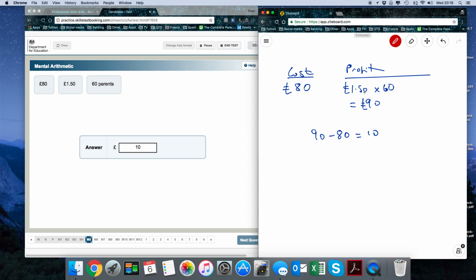Okay, probably the most important bit for that is the £1.50 times 60. Do the 1.5 method. £1 times 60 is 60. 50p times 60, you just do half of 60, which is 30. So this is 60 plus 30.